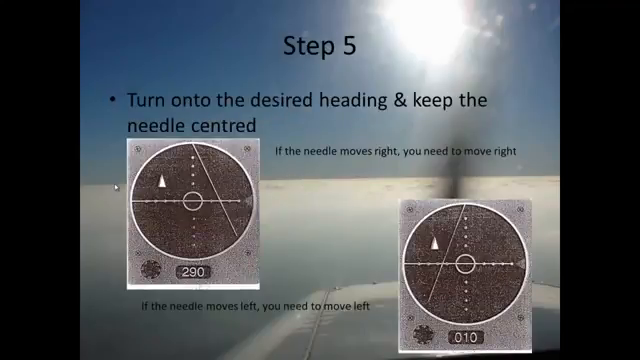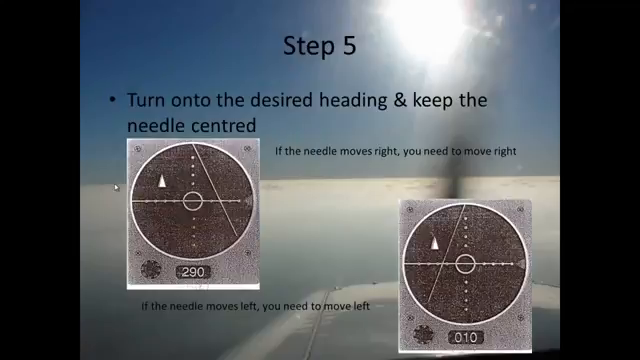Step 5. Sorry about the grainy pictures, they're not the best ones in the world. Now I've said here, turn onto the desired heading and keep the needle centered. First thing you want to do is turn the aircraft onto the magnetic heading that the OBI reads when the needle is centered. Now, important to note that the heading will not necessarily match the bearing, because the heading that you fly is taking wind into account.